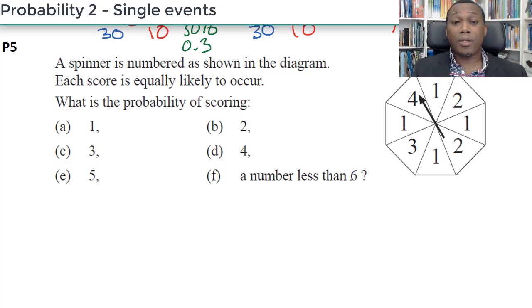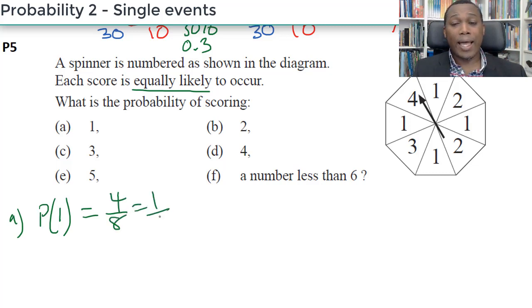Probability. First of all, the first thing you want to do, it's a spinner, and you're looking for that language. They said everything is equally likely. I have 1, 2, 3, 4, 5, 6, 7, 8 outcomes, 8 choices. So for A, the probability of getting a 1 would be 4 out of 8, which is equal to a half.